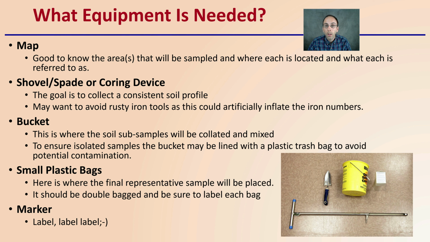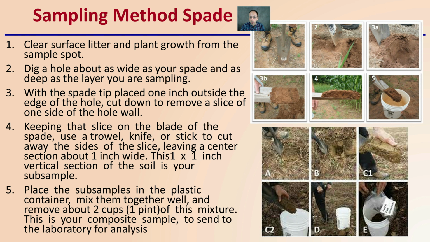Now, sampling methods. Here we're going to look at the spade method. We see some nice pictures located right here. First part, of course, is to clear the surface litter and plant growth from the spot. You want to start with just a flat soil line. You want to dig a hole about as wide as your spade and as deep as the layers you're going to sample.